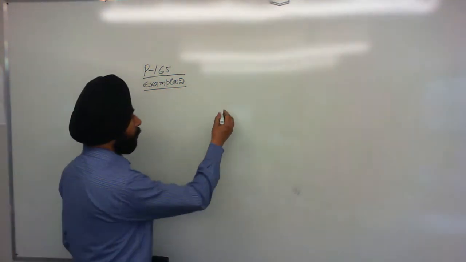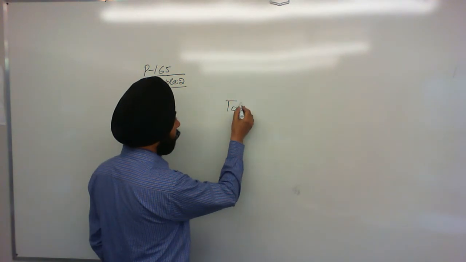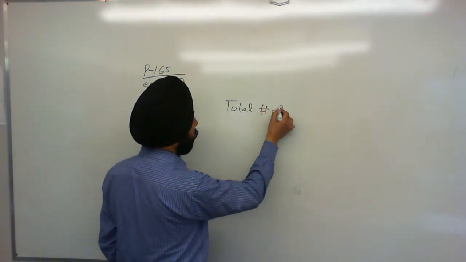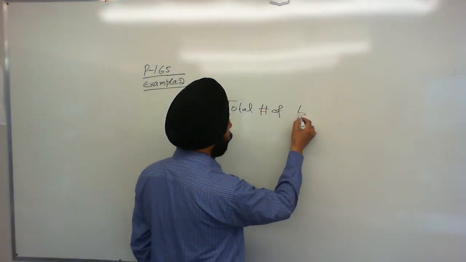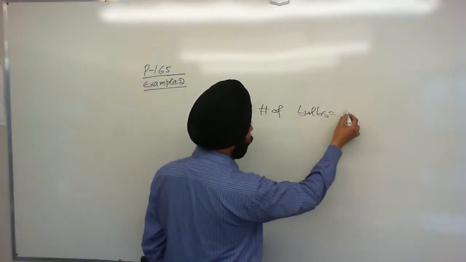In this example, example number 2 on page 165, read the question. It says, Alexa has a small gardening business in Victoria and she planted 14 daffodil bulbs in a client's garden in the fall. In the spring, 12 bulbs flowered. So the total number of daffodil bulbs is 14.